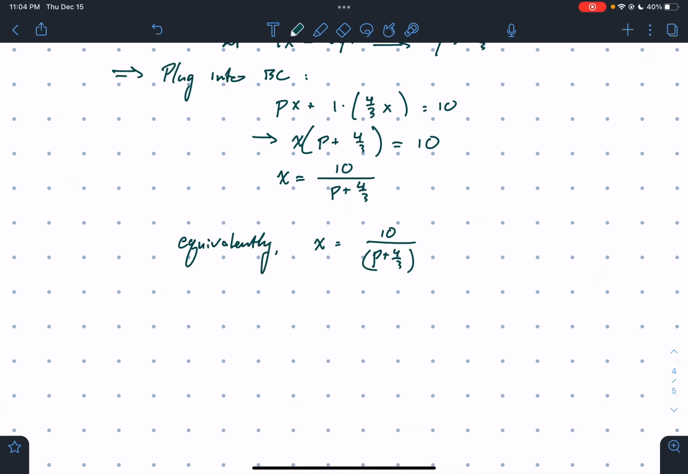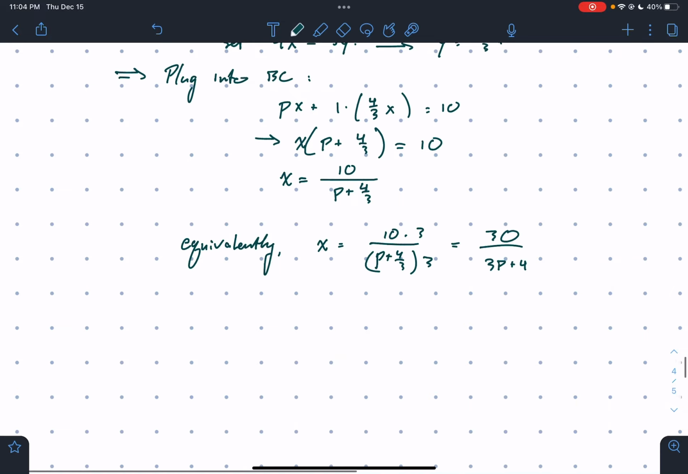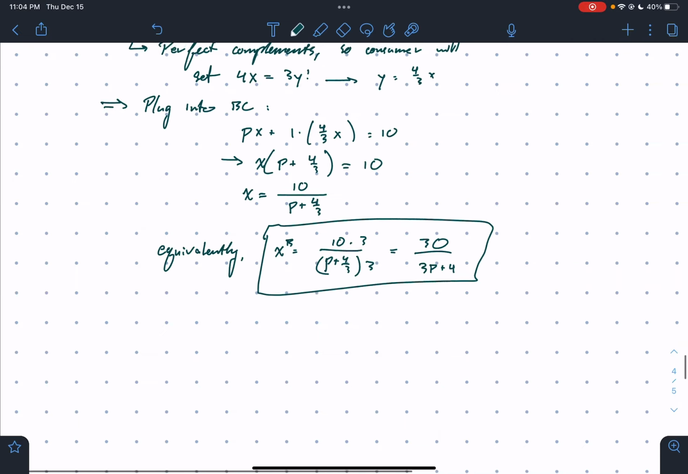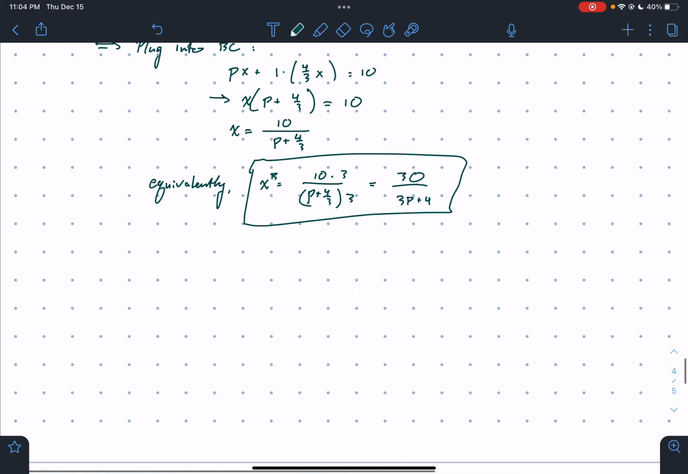Yeah, so what I can do is I can just multiply the top and the bottom by 3. So this is 30 over 3p plus 4, just to get it in a way that is consistent with the solutions and a way that is a bit nicer to work with. So I'm going to call this xb. This is the demand of x for consumer B as a function of the price of x.